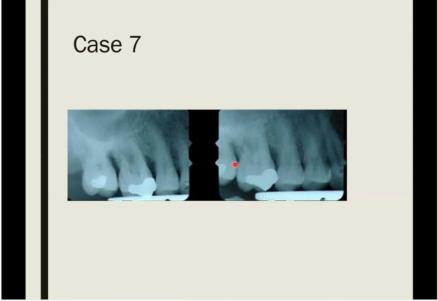So we could consider an apically positioned flap with osseous surgery. We could consider regeneration, but we know that if there's a proximal furcation, it's more difficult to be successful with regeneration of that furcation if it's on a proximal surface, because it's difficult to debride and difficult to isolate with a barrier membrane.